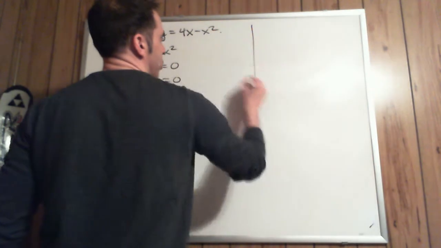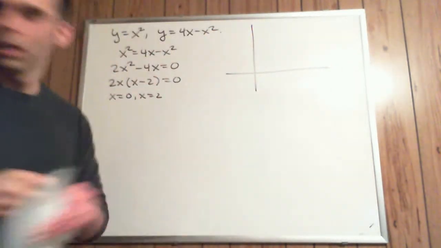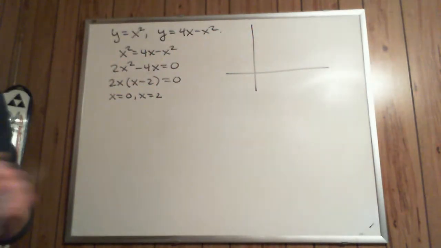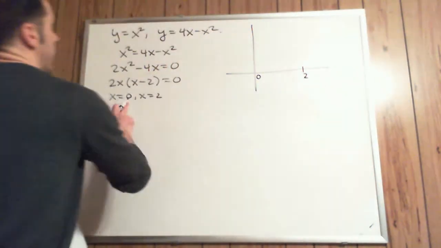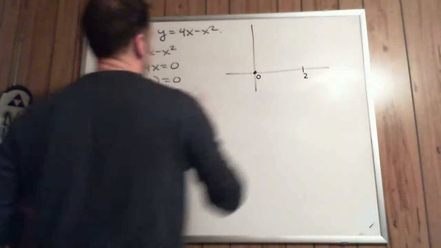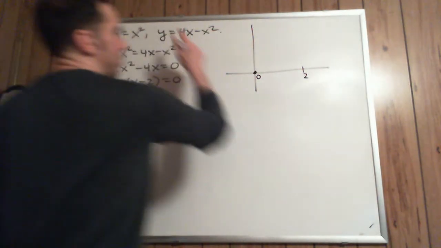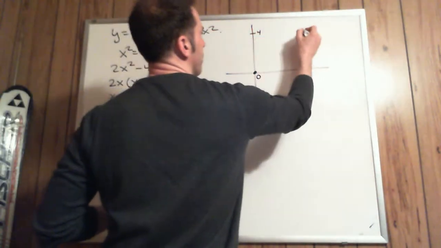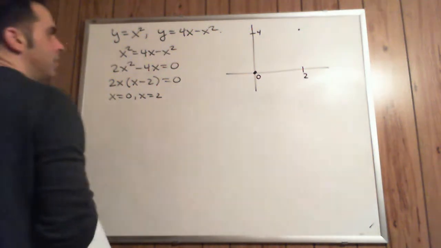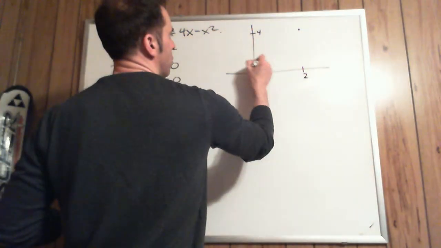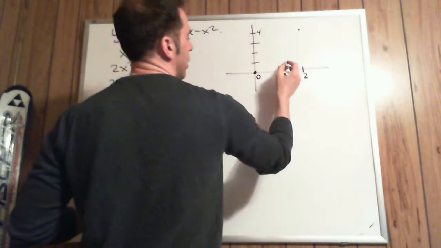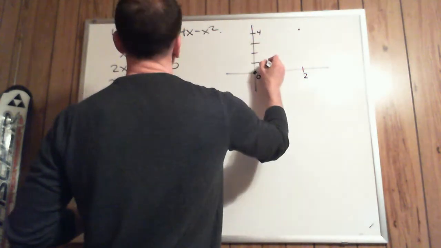So as a sketch, this is 0, this is 2. When x is 0, y is 0. When x is 2, y is 4. I can put it anywhere, remember. Pick an x in between. When x is 1, y is 1. So 1, 2, 3, 4. And then when x is 1, y is 1.